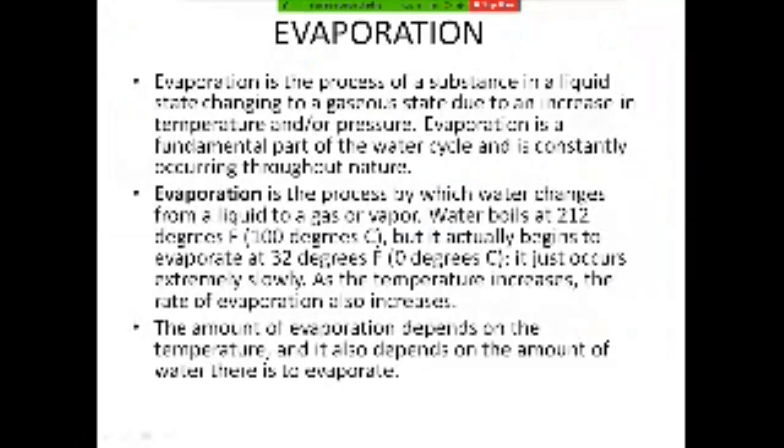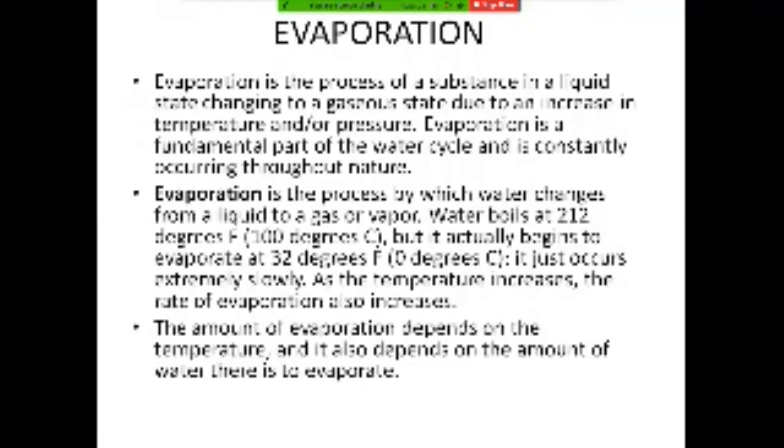Now, what is evaporation? Evaporation is a process of a substance in a liquid state changing to a gaseous state due to an increase in temperature or pressure. Evaporation is a fundamental part of the water cycle and is constantly occurring throughout nature. Just now we spoke that it is the process in which the liquid state is changing into the gaseous state. The water is changing into water vapor.